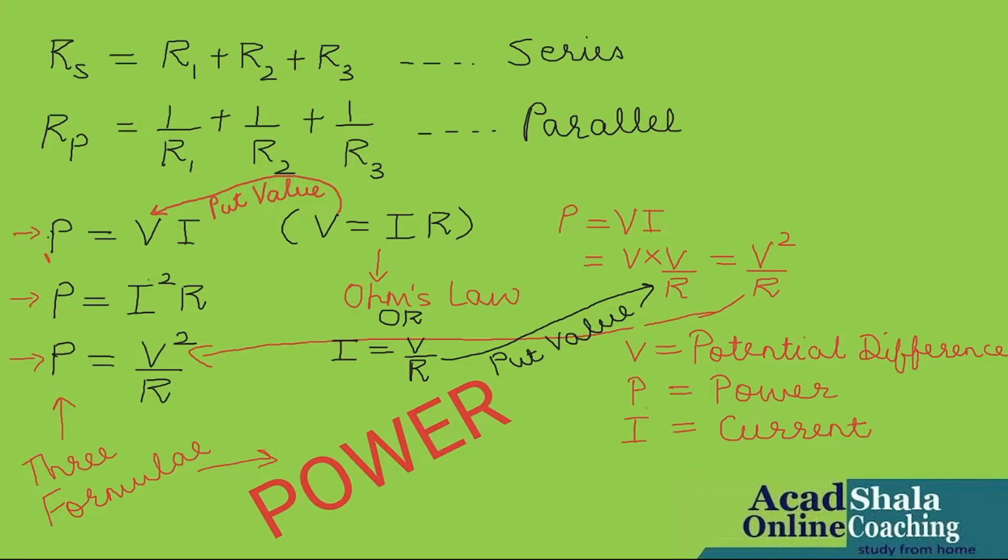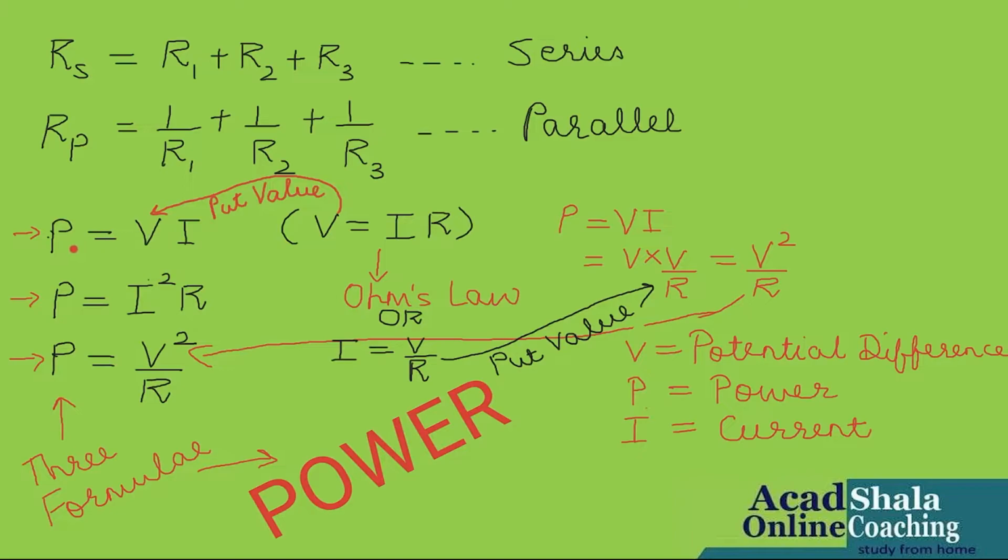Next, P is equal to VI. We are doing about the power now. Okay. So P is equal to VI. Now, what is this P? P is known as power. What is this V? V is known as potential difference. What is this I? I is known as current. So all the three we are aware about it.